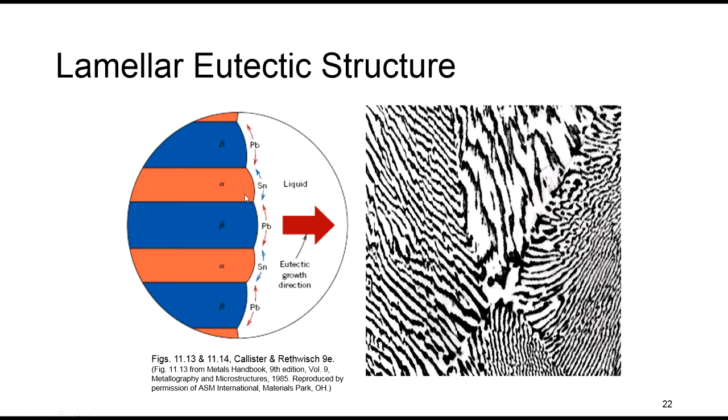The lamellar formation is also shown schematically here. It represents the formation of eutectic structure for the lead-tin system. The directions of diffusion of the tin and lead atoms are indicated by blue and red arrows, as you can see here, and the eutectic growth direction is shown by the big red arrows.